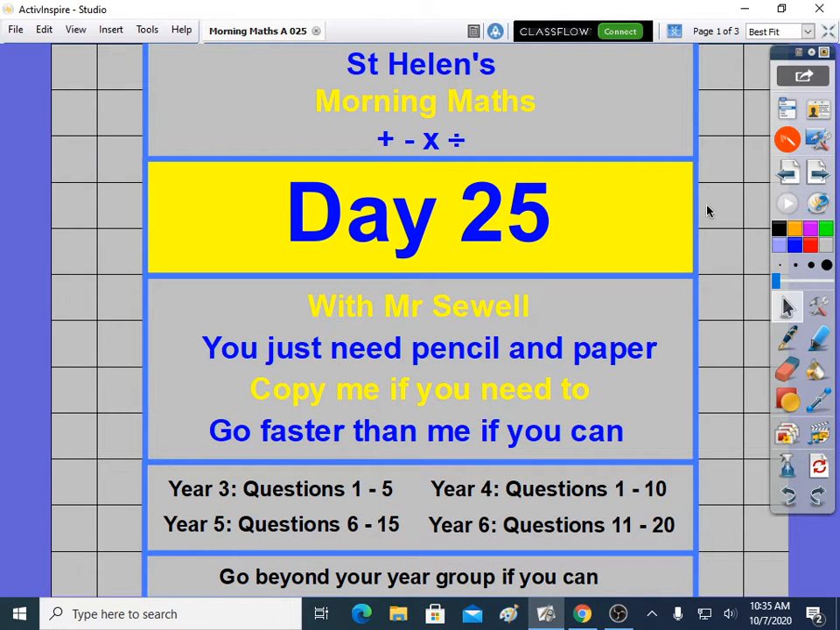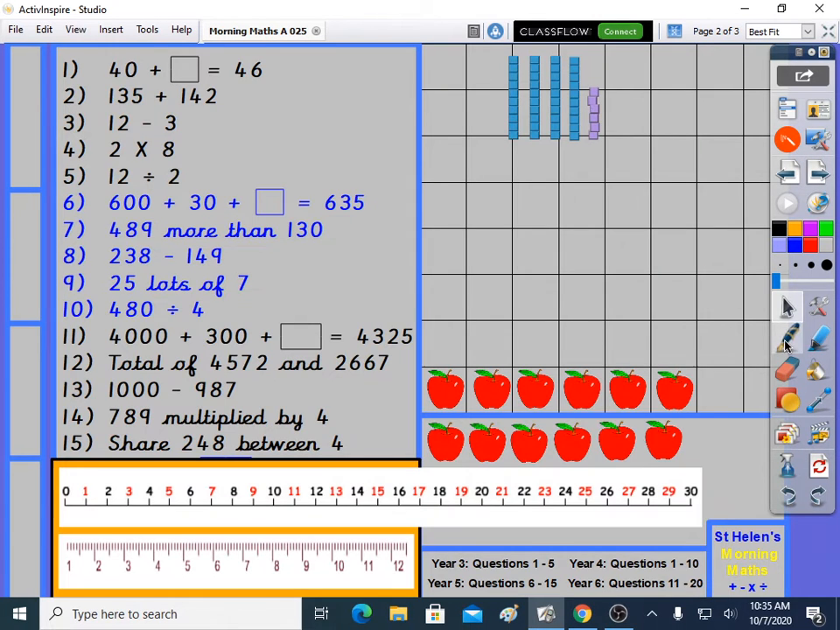You just need a pencil and paper, copy me if you need to, go faster than me if you can. Year 3 level, question 1. There's a picture of 46 because we're trying to do 40 plus a mystery equals 46. Now many of you probably know what the answer is straight away. 40 plus something equals 46.